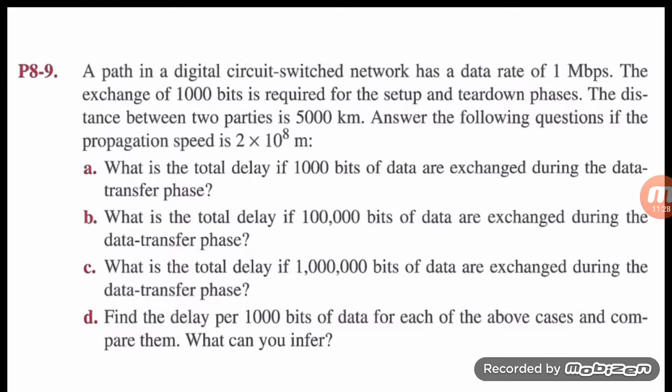Okay, first let's try to understand what is given and what he's asking. Again, a path in a digital circuit switch. So first of all, when this type of problem comes in the exam, you have to see whether it is circuit switched, packet switched, or what it is. So this is a circuit switch. It has a data rate of 1 megabit per second. What is this 1 megabit per second? You can call it the bandwidth or bit rate. Bandwidth has several meanings, or you can call it bit rate. It is 1 megabit per second.